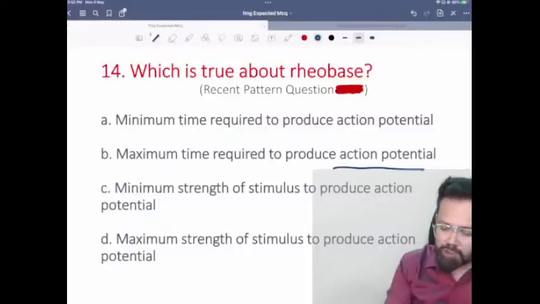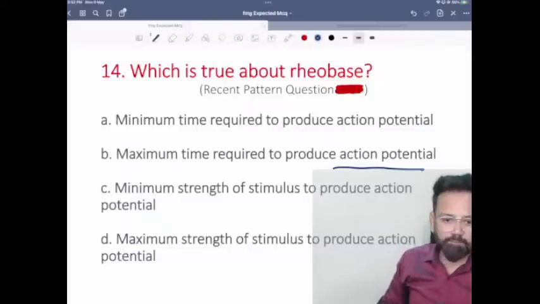Minimum strength of the stimulus to produce action potential, or maximum strength of stimulus. What is the answer? A, B, C or D? Yes, D, C.